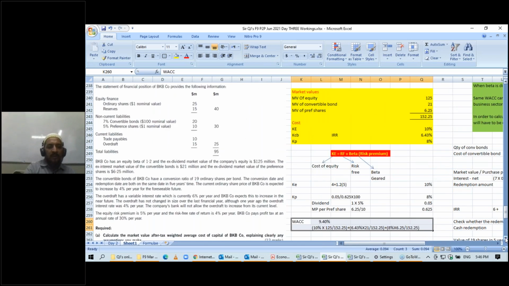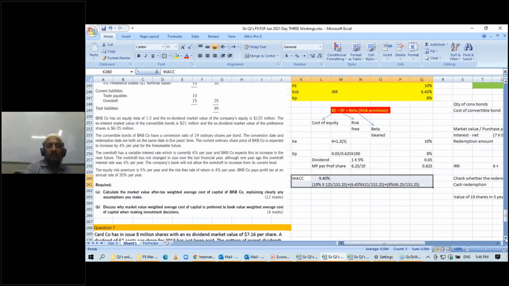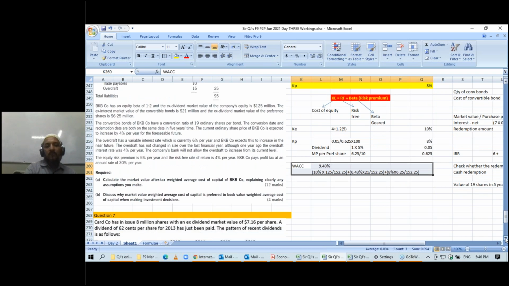BKB's first working is done. Now the next part is: discuss why market value weighted average cost of capital is preferred to book value weighted average cost of capital. So they are asking why we are not using book values over here in the WACC working. Why didn't we use the book value of share capital?